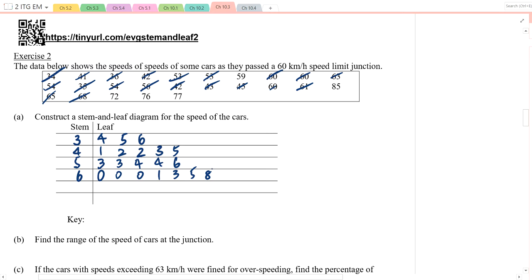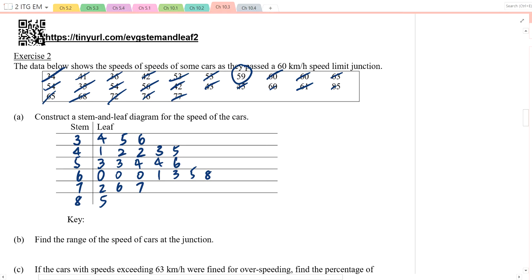Okay, next one will be 72. 76. And 77. Finally, I've got an 80 something. 85. Okay, now that I'm done with this, then look at my table again. Oh, I missed out one, right? I missed out 59. See, this one was not cancelled.